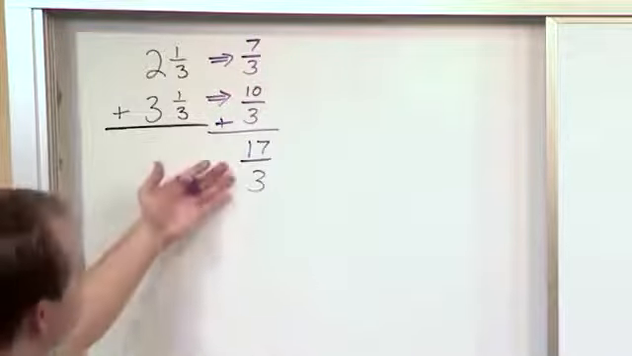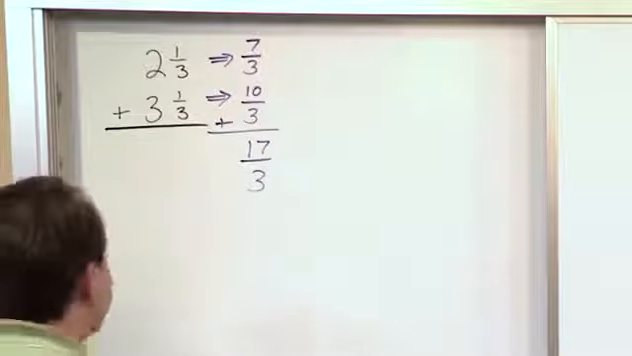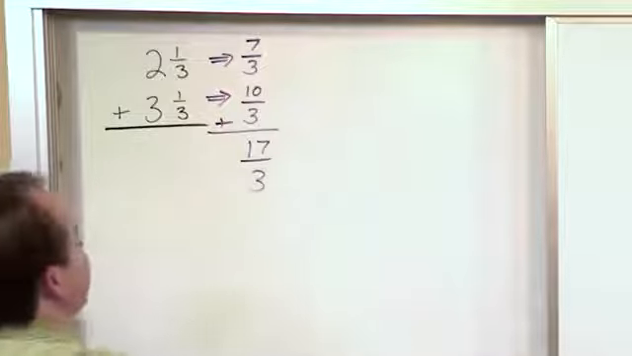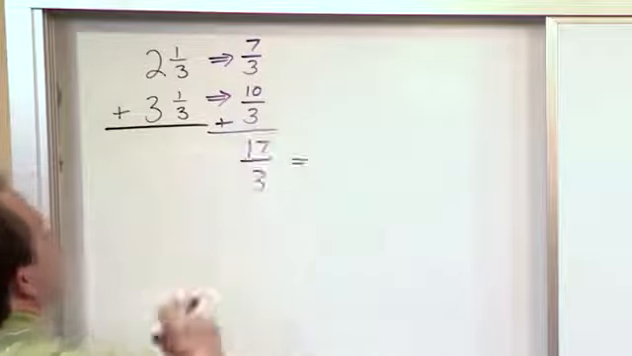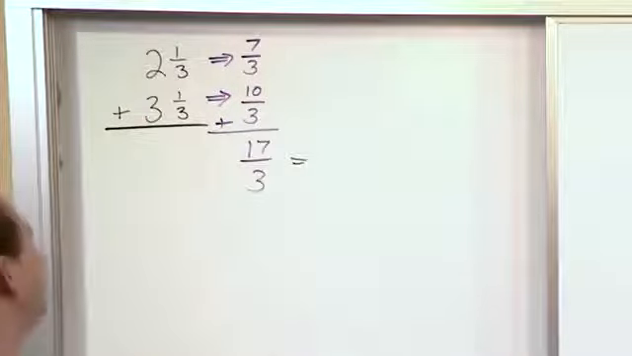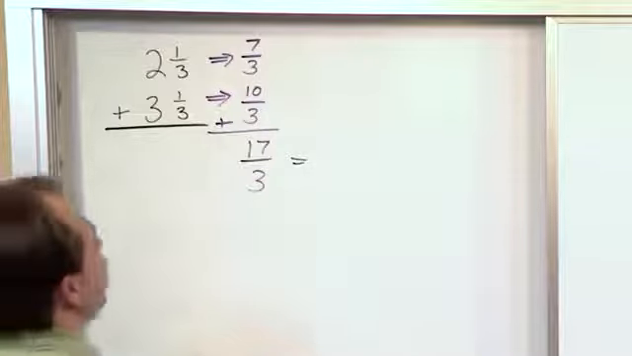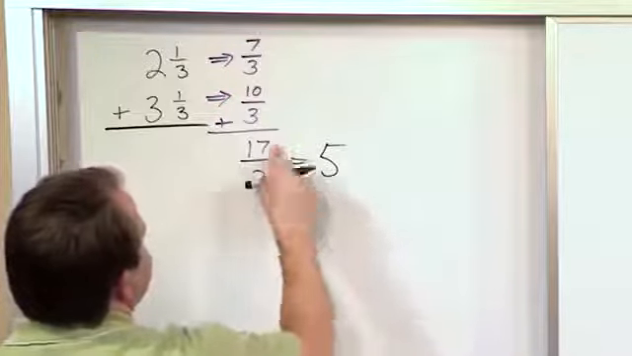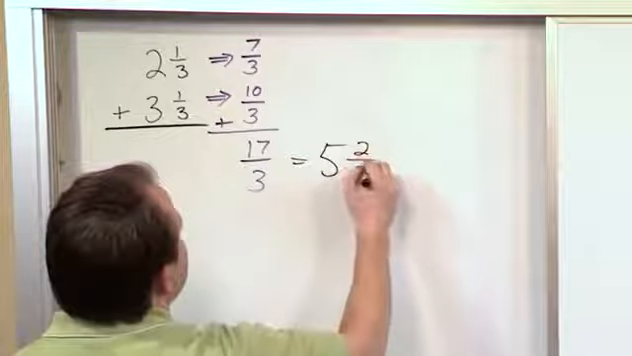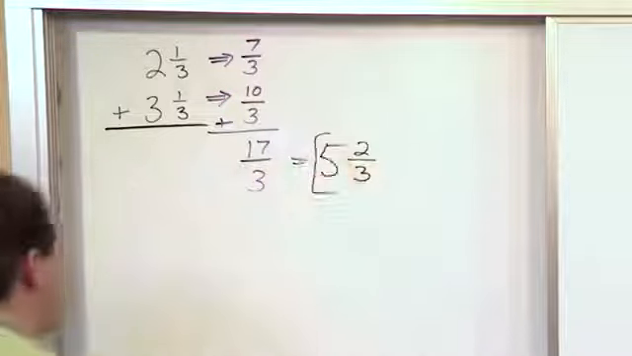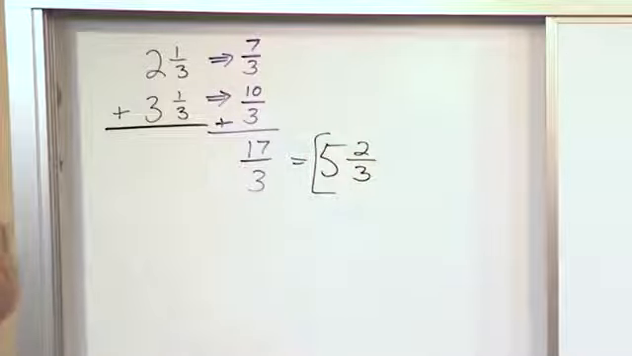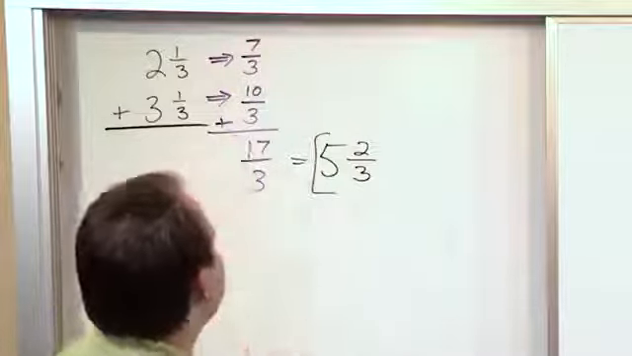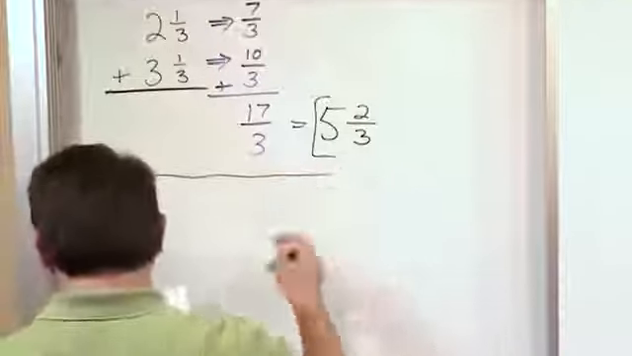That's the answer, but you know this is improper. So typically when you're adding mixed numbers, you want to get the answer back in mixed numbers, so you want to convert this back. How many times will 3 go into 17? Well, 3 times 6 is 18. That's too much. 3 times 5 is 15, right? It's 15. The difference between 15 and 17 is 2, and it'll be over 3. So we get 5 2/3. That's the answer. All right, so again, we convert to improper, add, and then convert back to mixed numbers.